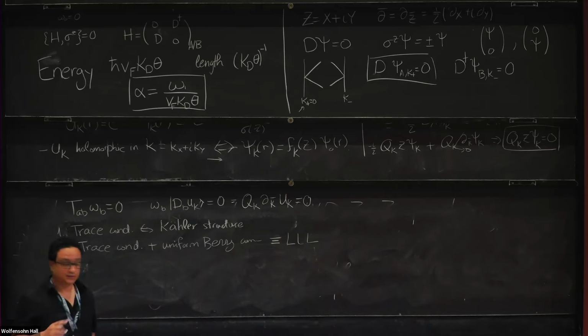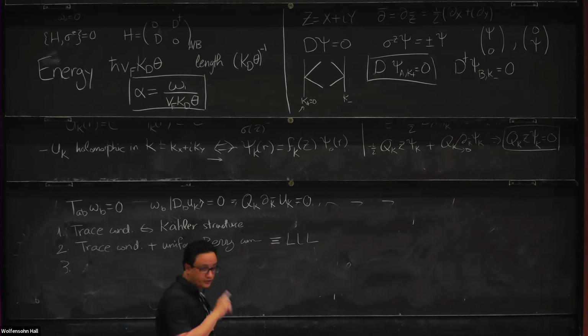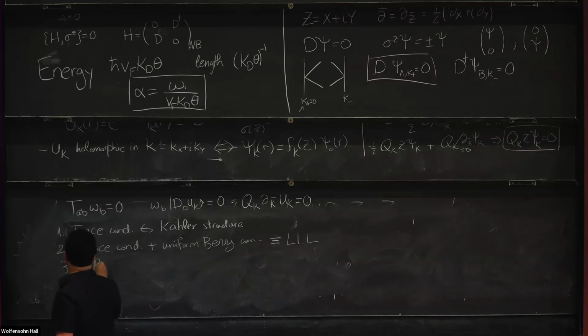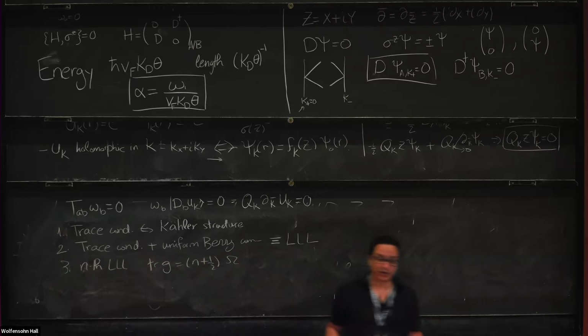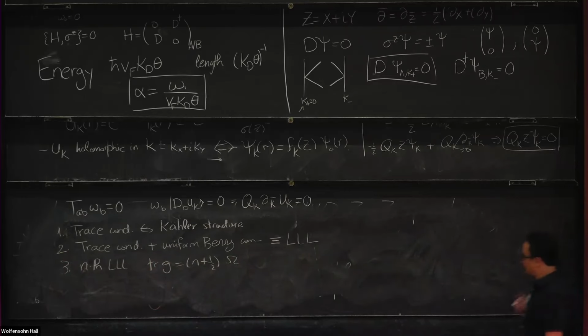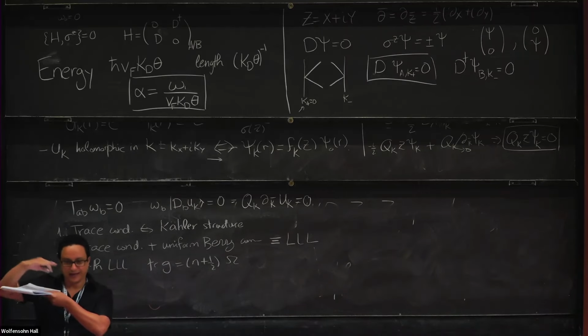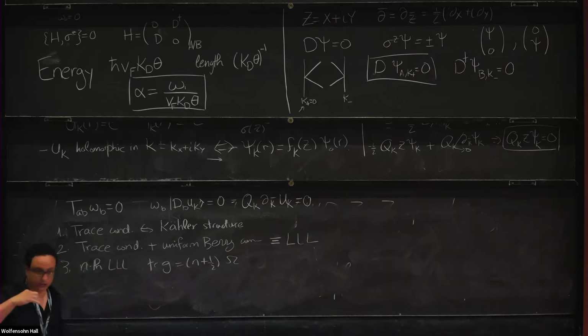Higher Landau levels satisfy the uniform Berry curvature condition, but do not satisfy the trace condition. So for the nth Landau level, trace G is equal to (n plus half) omega. So higher Landau levels do not satisfy the trace condition. But one curious aspect is that if I take the 0th to the nth Landau level as a group of bands together, then they still satisfy the trace condition. So 0 to n.